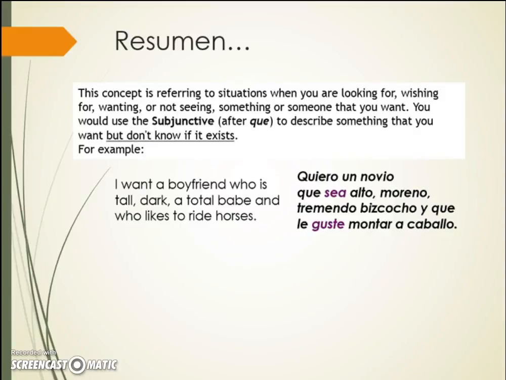I told you we're going to play around with this like one ad sort of thing. So it says, I want a boyfriend who's tall, dark, he's a total babe, and he likes to ride horses. This is obviously not me, I hate horses, but I just borrowed this from an online example. So here it says, quiero un novio. He's not a specific boyfriend, so he doesn't get a personal a. Que sea alto, moreno, tremendo bizcocho. Bizcocho is slang for total babe. Okay, bizcocho really means cupcake, but that's slang for he's a total babe. Y que le guste montar a caballo. Notice how sea and guste are in the subjunctive because this boyfriend doesn't exist.